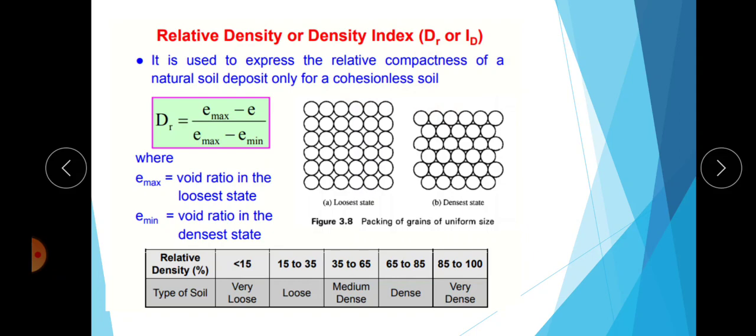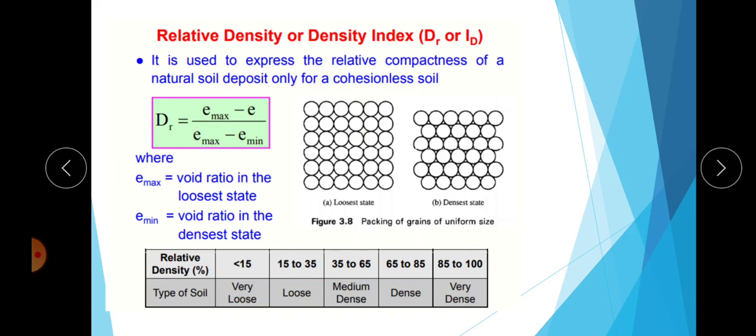That is, this relative density is used to indicate whether the soil is dense or loose, and this is one of the index properties of cohesionless soil. It is the most important soil aggregate property of coarse-grained soil or cohesionless soil, and it is defined as the ratio of the difference between the void ratio of a cohesionless soil in the loosest state and the void ratio in the natural state to the difference between the void ratio in the loosest and densest state. So that is the expression for calculating relative density.